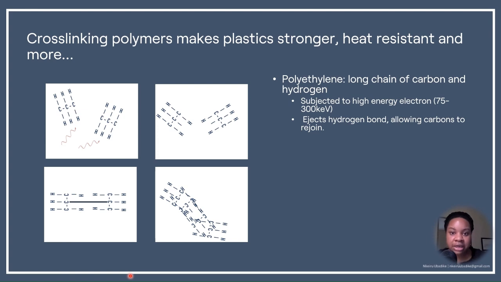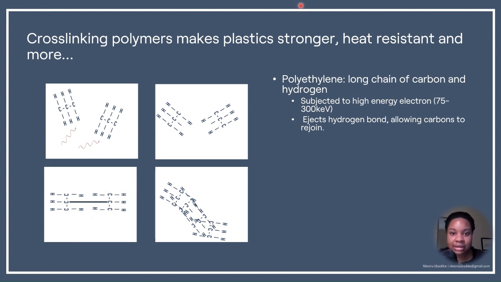So polyethylene, which is a long chain of carbon and hydrogens, is subjected to high-energy electron radiation. I have depicted it here with these squiggly lines. This ejects a hydrogen bond. And now, since something is missing, in order to make itself more stable, the carbons in the molecule rejoin to form a much stronger bond.